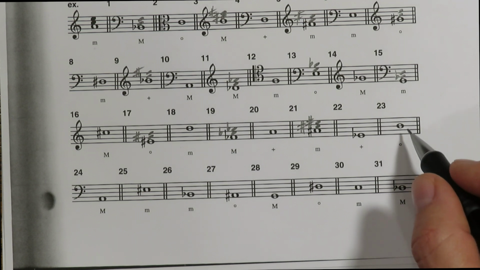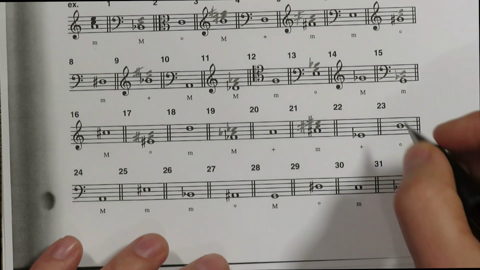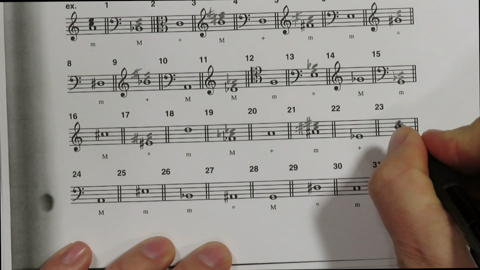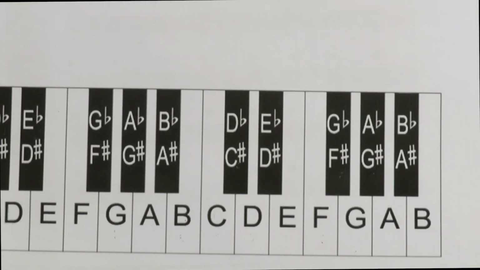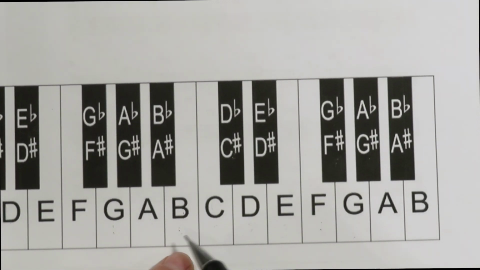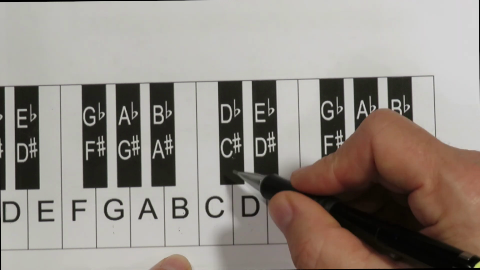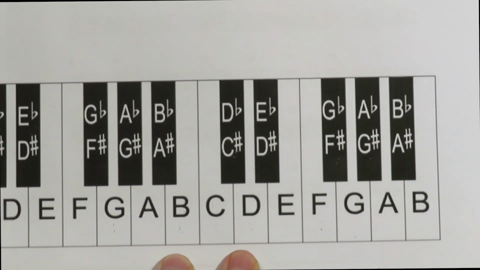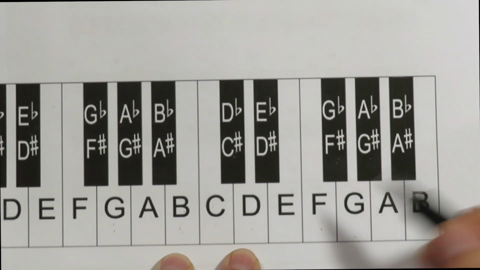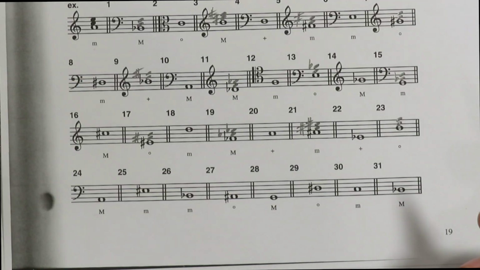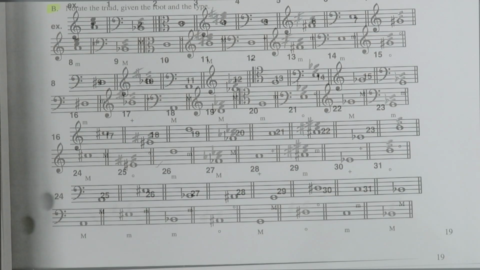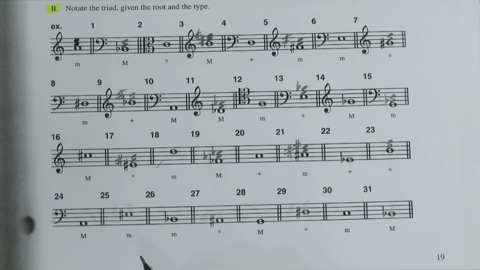Now we have the B diminished. We talked about this earlier. Let's stack it up. B, D, F. So diminished, we stack minor thirds. And we have B, 1, 2, 3 half steps to D, 1, 2, 3 half steps to F. B, D, F is the B diminished triad. All done.